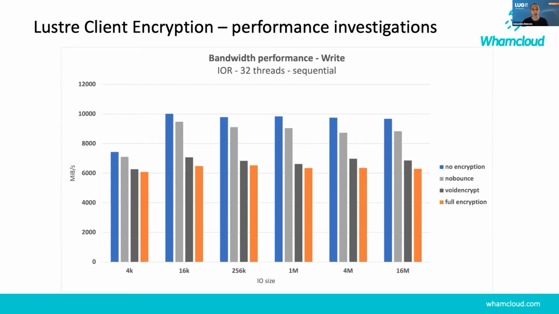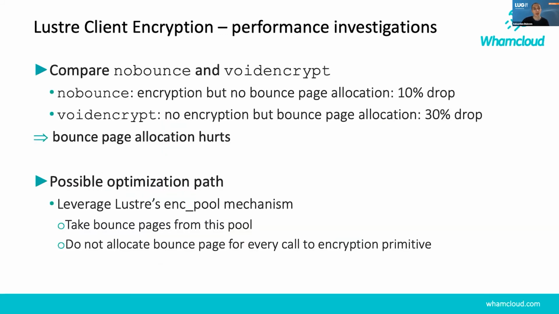With no bounce, we have a 10% performance drop compared to no encryption. And with void encrypt, we have a 30% performance drop. So no bounce means we encrypt, but we do not proceed to bounce page allocation. And void encrypt means we do not carry out encryption, but we still allocate bounce pages. So it's really bounce page allocation that hurts.